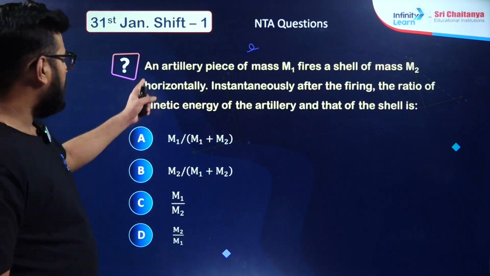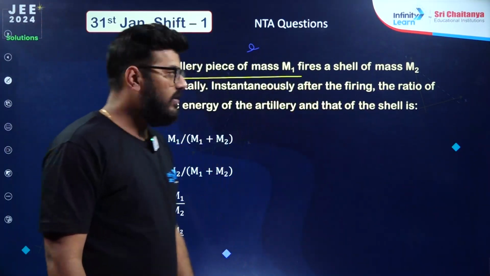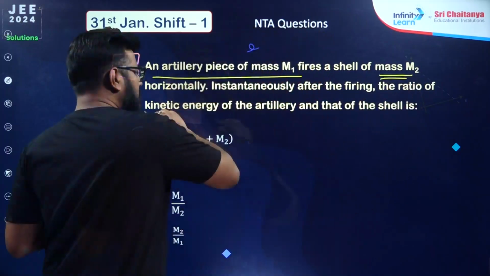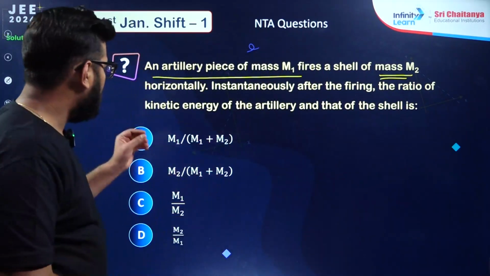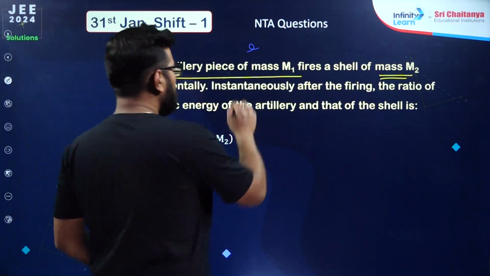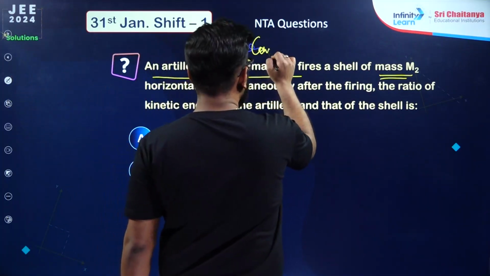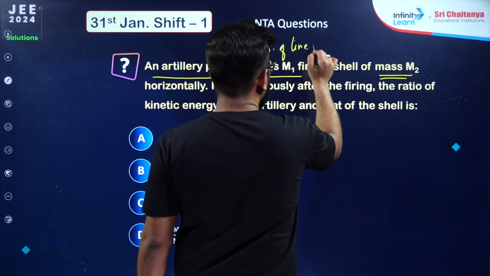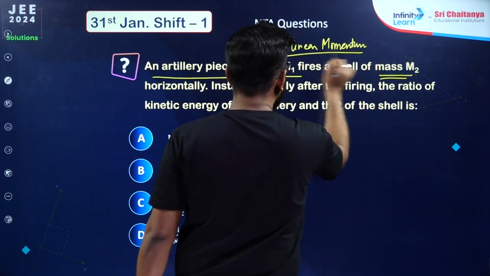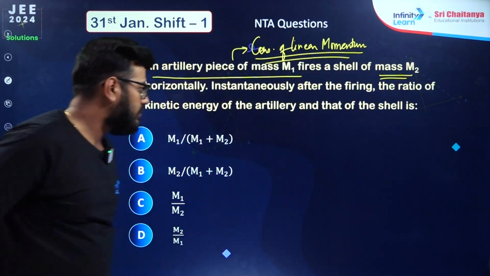Talking about the second one, an artillery piece of mass m1 fires a shell of mass m2 horizontally. Okay. Instantaneously after the firing, the ratio of kinetic energy of the artillery and that of the shell is. So this is a problem based on conservation of linear momentum, right? Conservation of linear momentum, you can consider it to be a topic of system of particles and rotational motion.